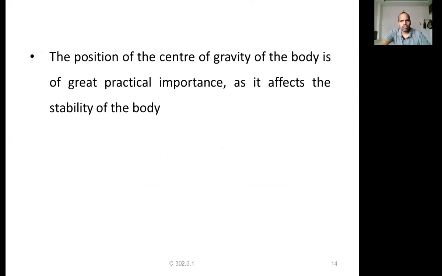The position of the center of gravity of a body is of great practical importance, as it affects the stability of the body. Very, very important. To know whether the body is in a stable position or not, we have to find the position of the center of gravity. Only then can we say whether it is stable or not, using the center of gravity concept. Practically, whether a body is stable or not can be defined using the center of gravity.